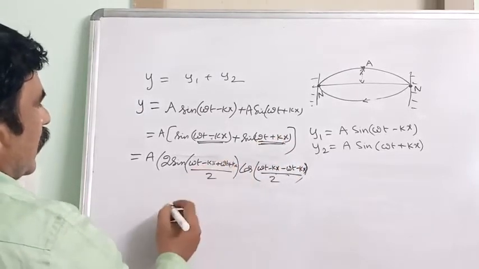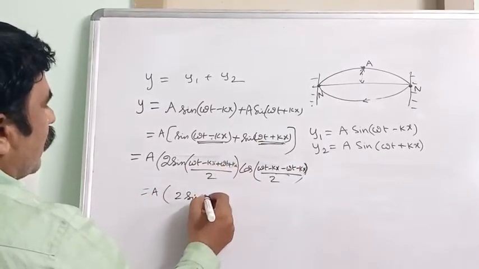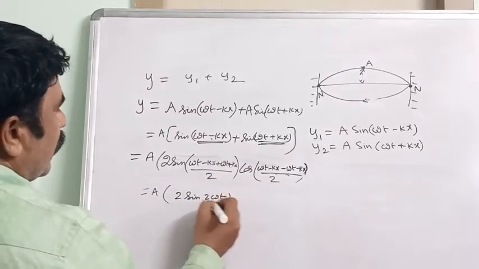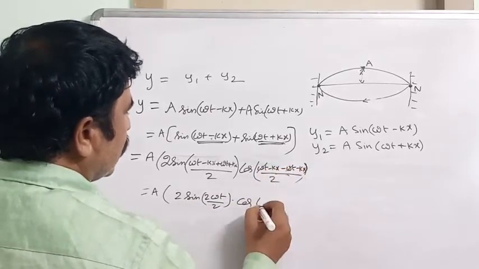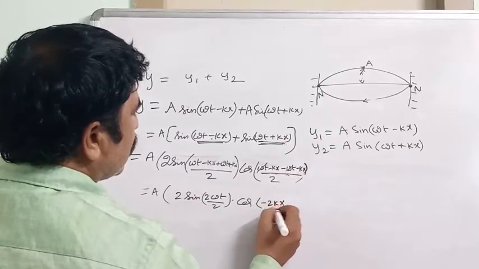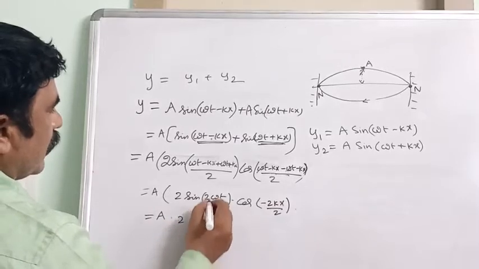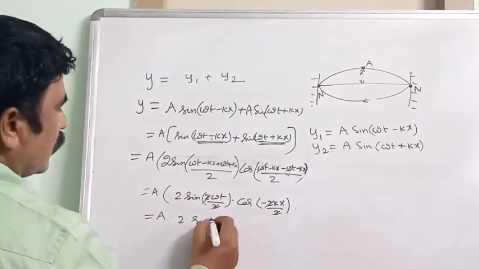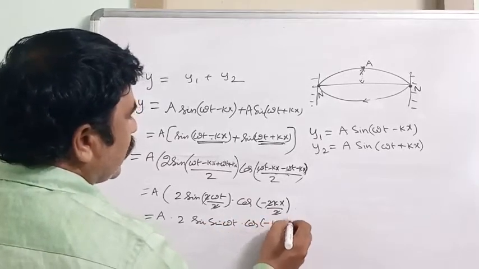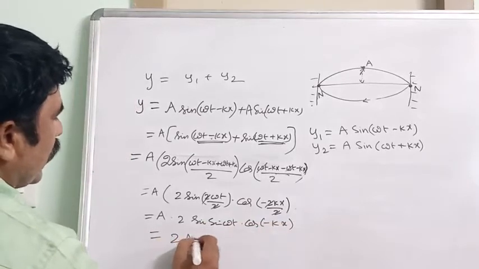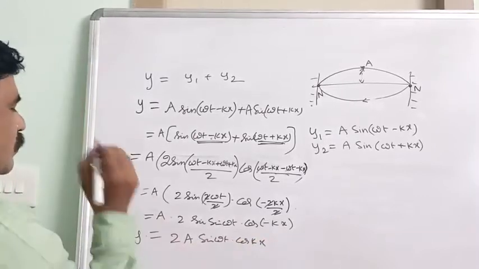Here kx cancels. What you get is a into 2 sin(2ωt/2) into cos, where ωt also cancels, and it becomes minus 2kx by 2. Simplify: a into 2 sin ωt into cos(−kx). Simplify further: this is 2a sin ωt cos kx. This is the total displacement.